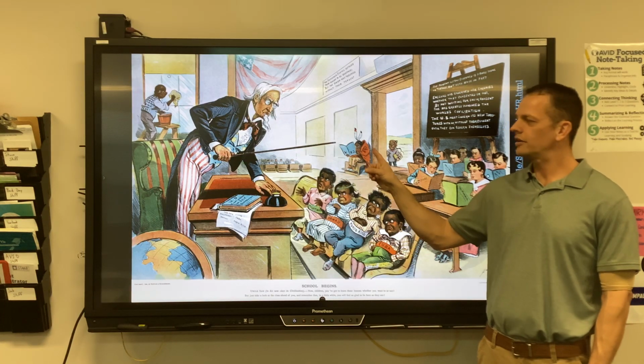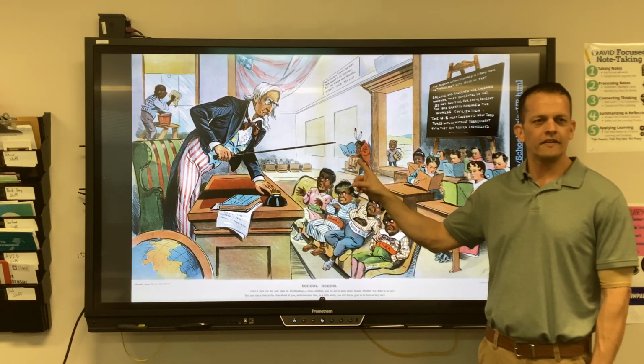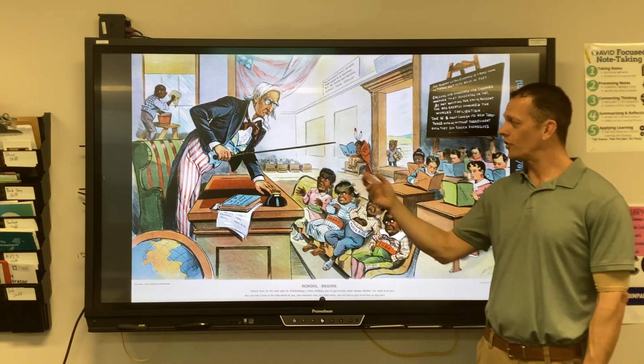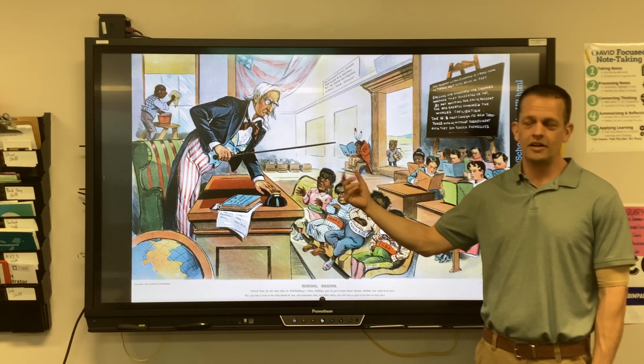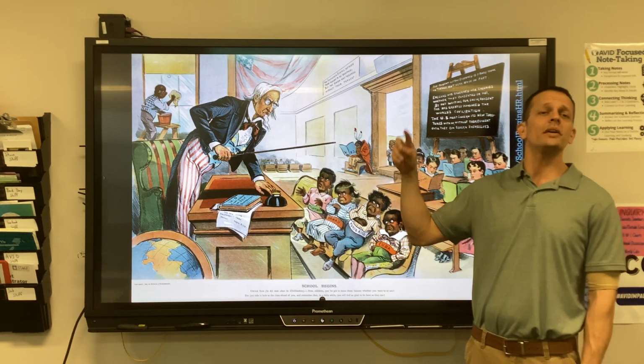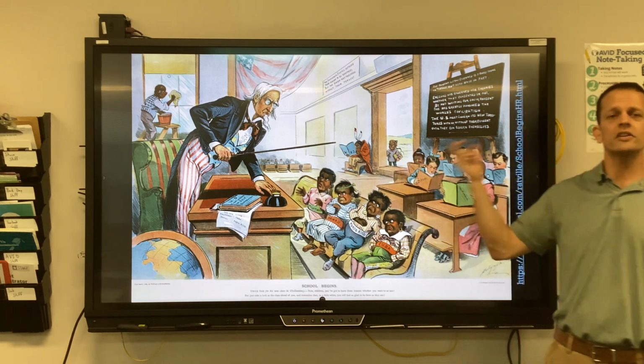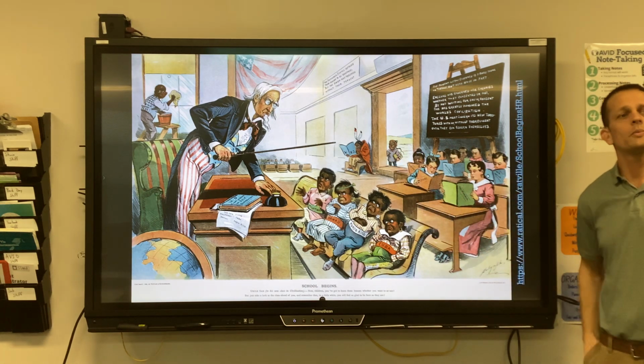Books upside down. He's kind of got his feathers on his head. Native Americans, right? Are they with everybody else, or are they off on their own on reservations? Okay. What about this guy saying he's not even allowed to come in? What country does this guy represent? He's not even allowed to come in. What's the immigration law at the time?